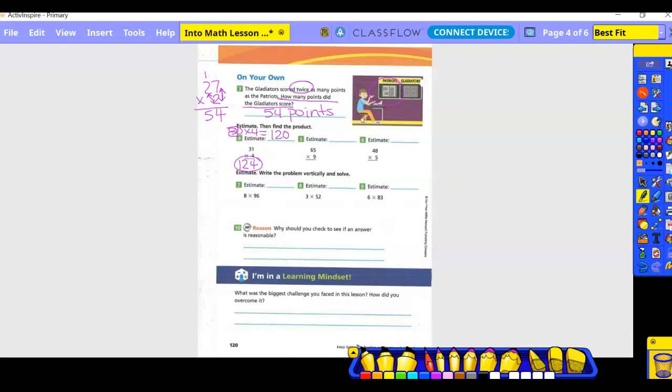Okay, we're going to work these and then go over them so that you guys can check yourself. Okay, so we went ahead and worked the others and showed our work and then got our estimate. So that can be used to look at to check yourself.